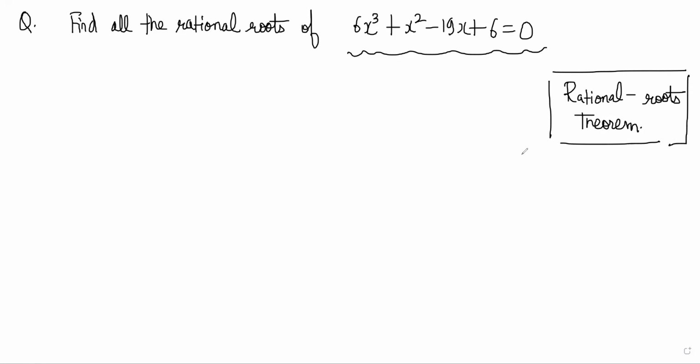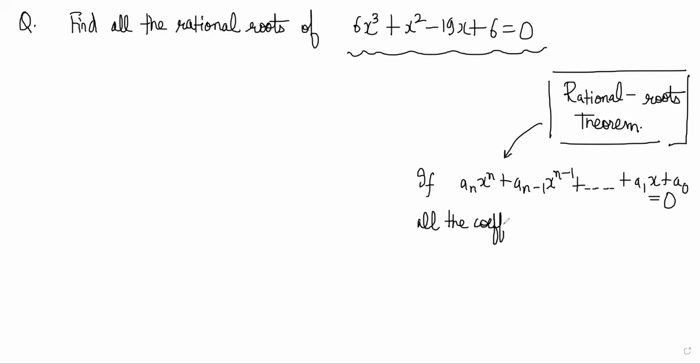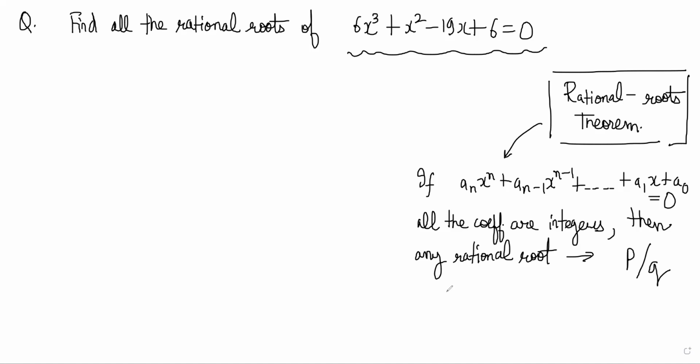So actually, rational roots theorem says that if you have a polynomial like this, and so on till here, if this is a polynomial equation, let's say, and all the coefficients of the polynomial are integers, then any rational root of this polynomial will be of the form p by q, such that p divides a naught and q divides a n.